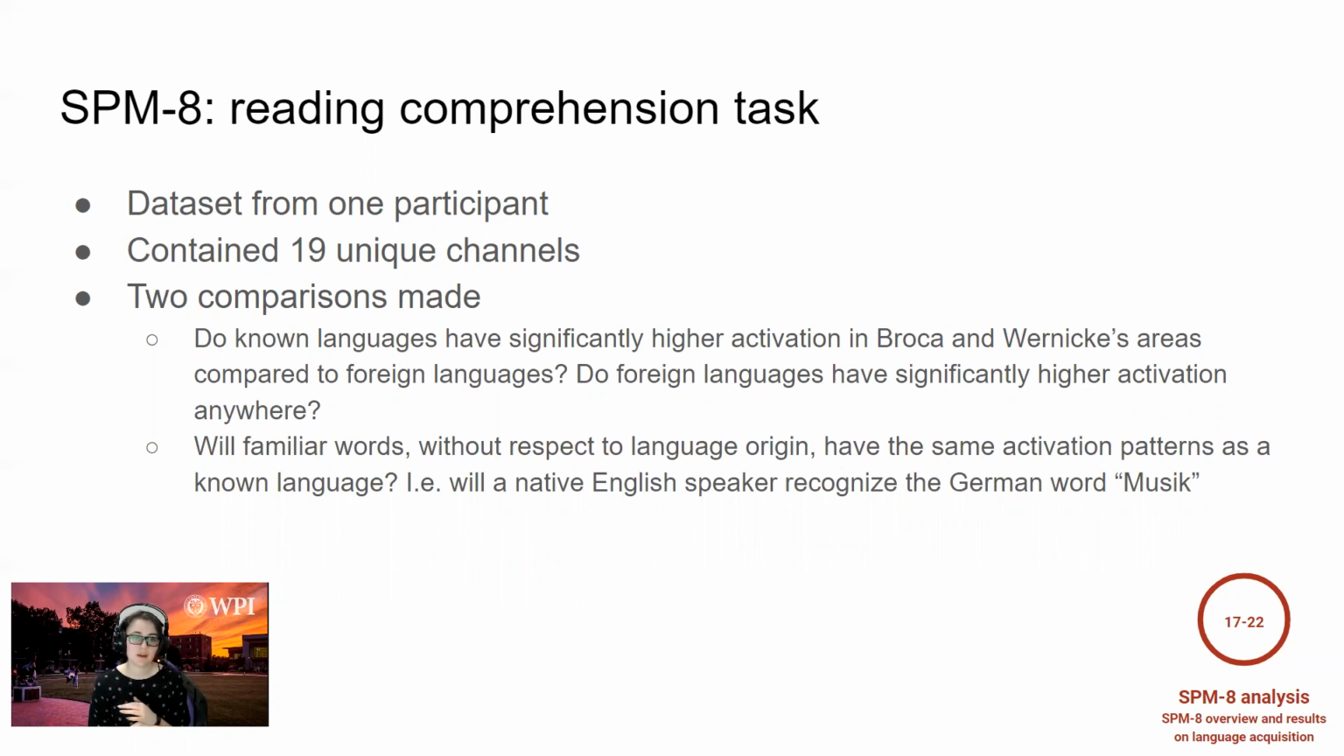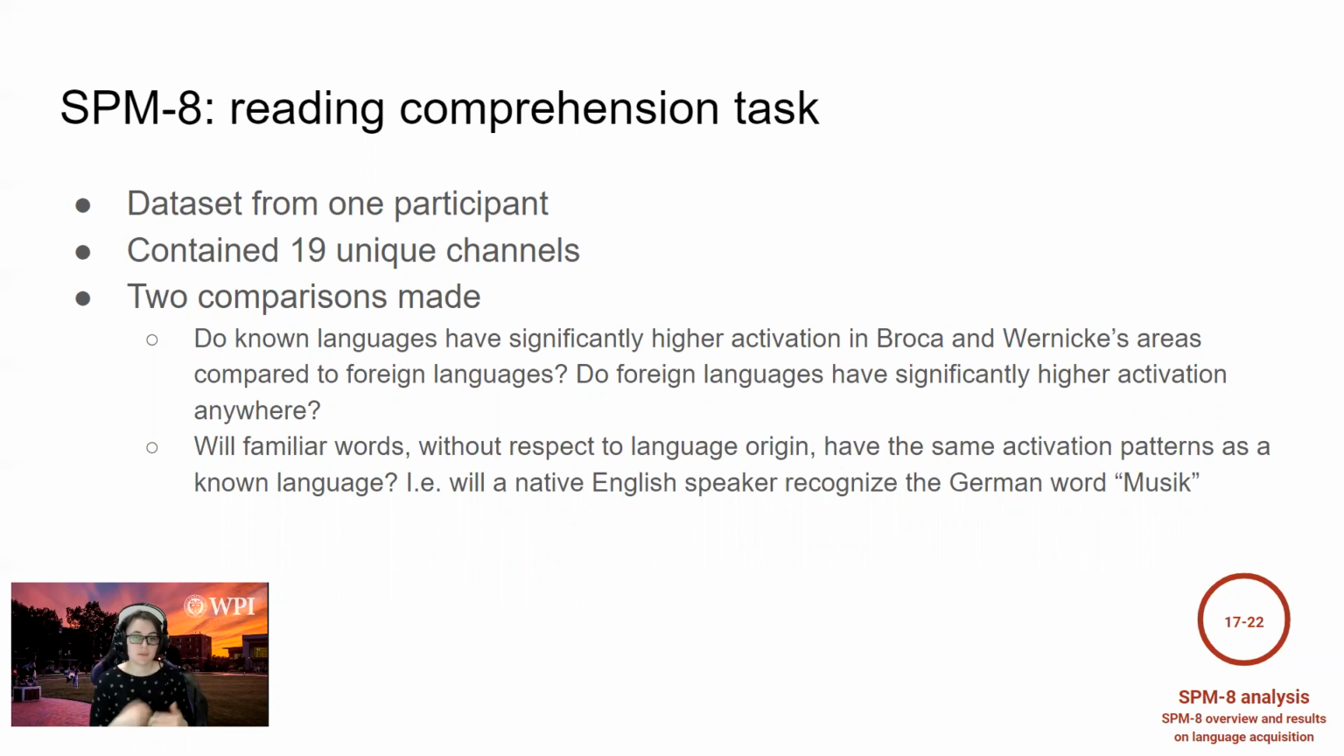Going more in depth into that, we really just wanted to see if known languages truly did have a higher activation in Broca and Wernicke's regions. And also, do foreign languages have activation really anywhere? Are we expecting to see significance anywhere there? Which we did end up seeing.